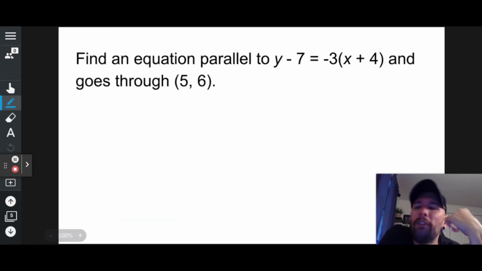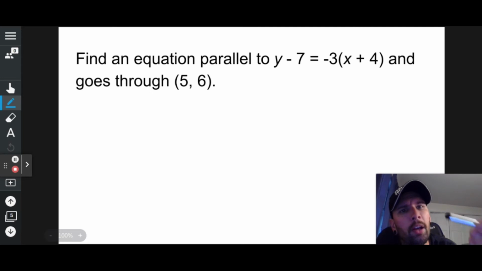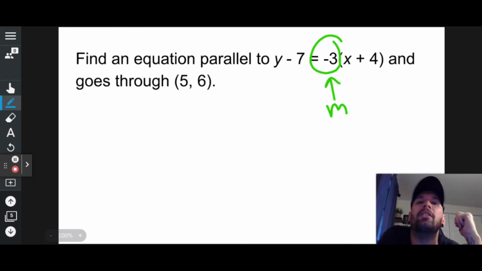Find an equation parallel to that guy right there and goes through 5, 6. Well, if I'm going to find something that's parallel, I care about them having the same slope. Well, look at this guy. That's point slope form, which means the number in front of the parentheses is going to be the slope that I want. So the slope that I want is m. Hooray! It also goes through that.